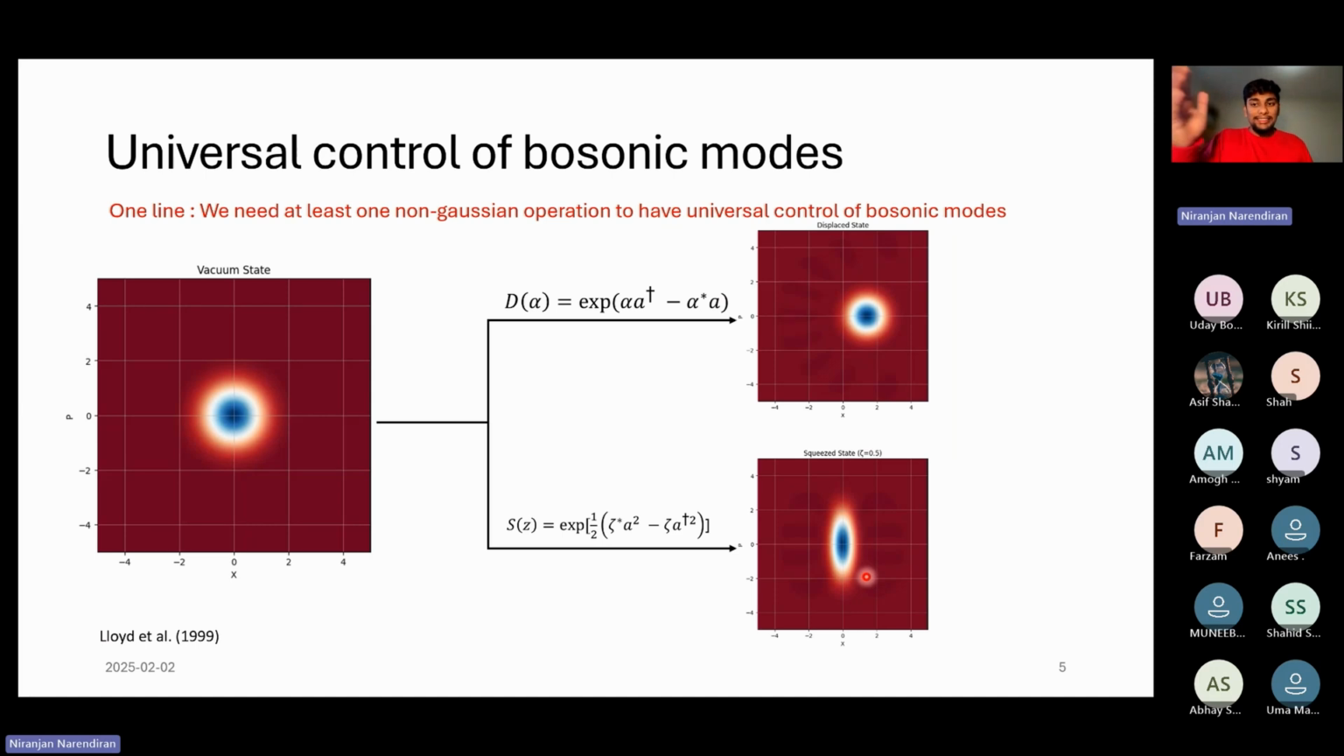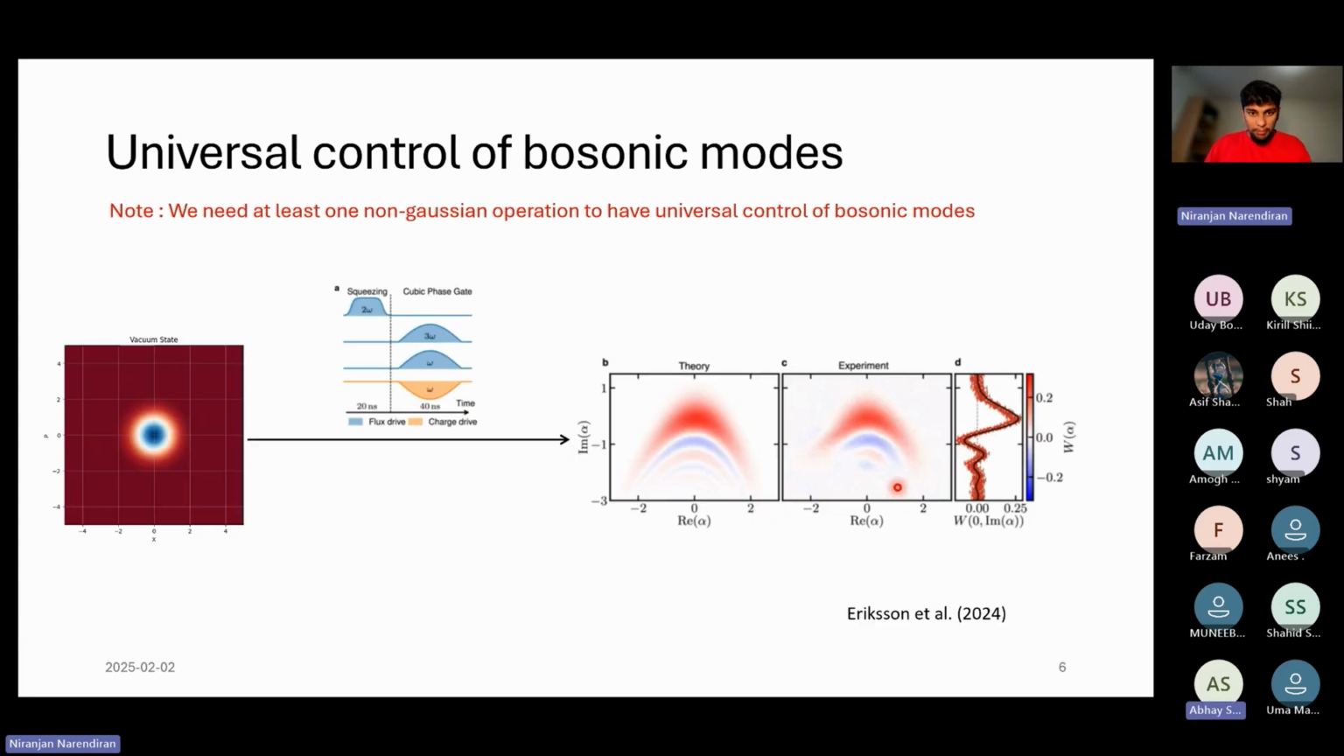So these systems are Gaussian. If you put up a scale here and see it, it would be a multidimensional Gaussian, but this is not enough to do a universal control. Then we want to achieve some sort of non-Gaussian operation, right? To do so, there are papers which suggest we can get a state like a cubic phase state. This state is called a cubic phase state, and the operation used to perform this is the cubic phase gate.